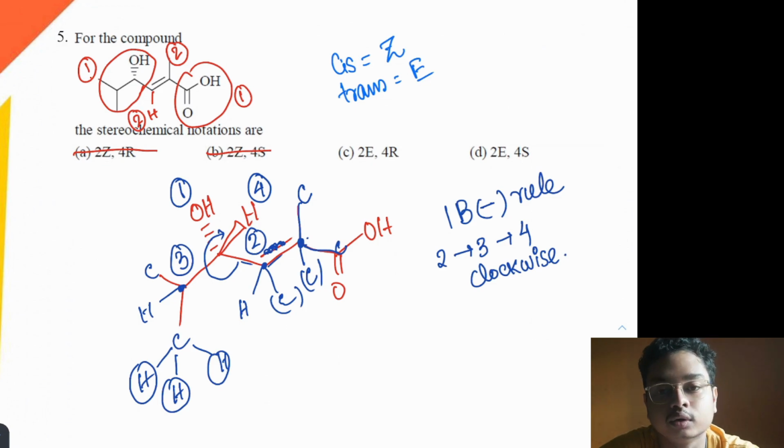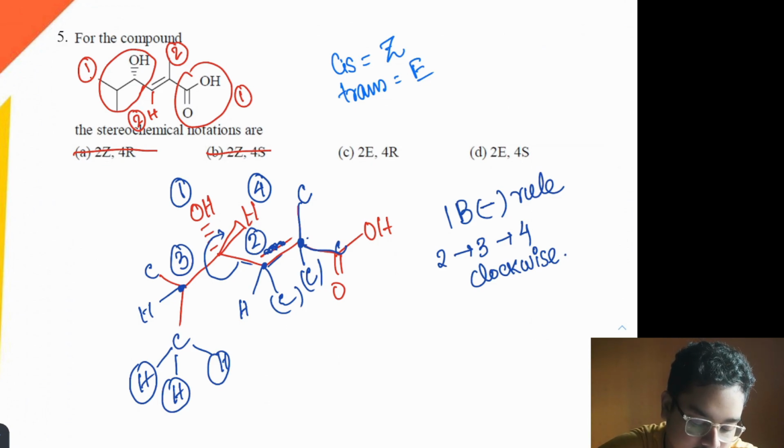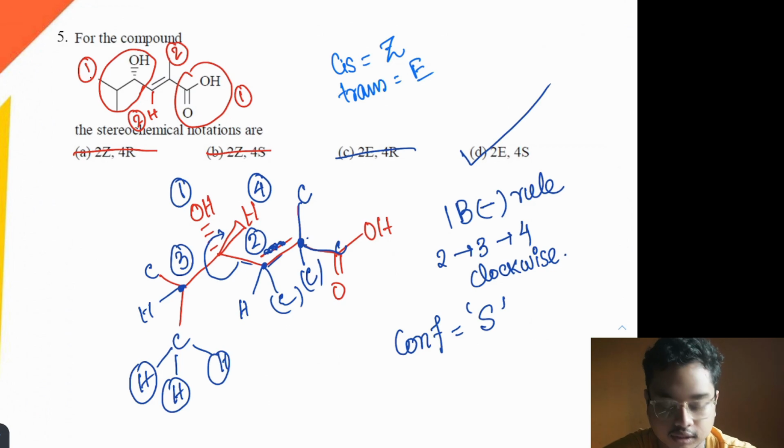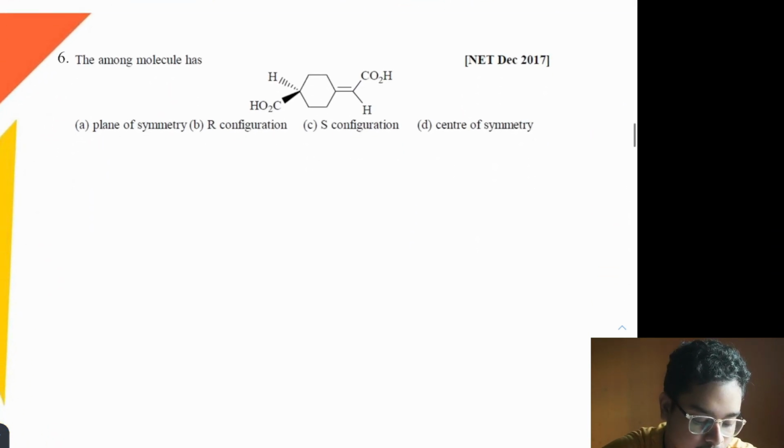But the rule suggests it's negative. That means the configuration will be S. So this will be the correct option: 2E 4S.